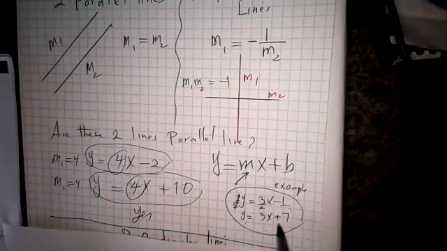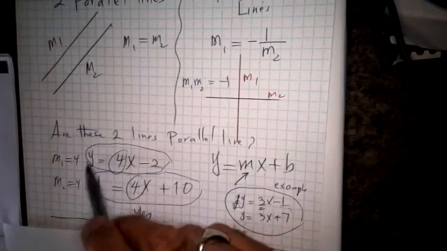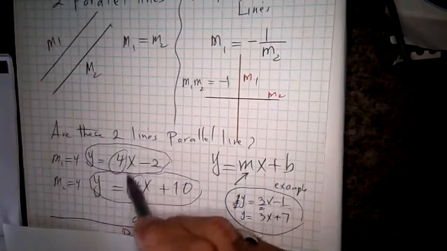The only way you can tell whether two lines have the same slope is if they both have one y here and the number sitting next to x is equal.